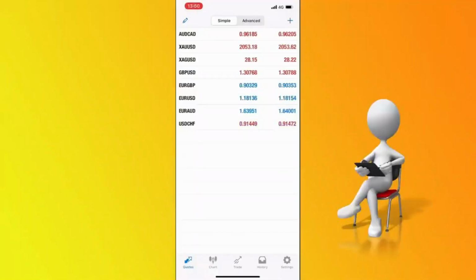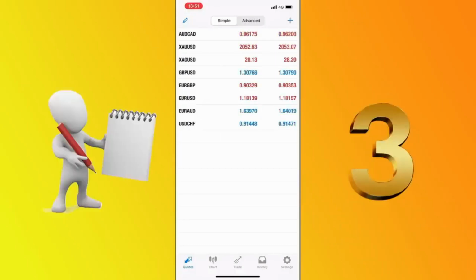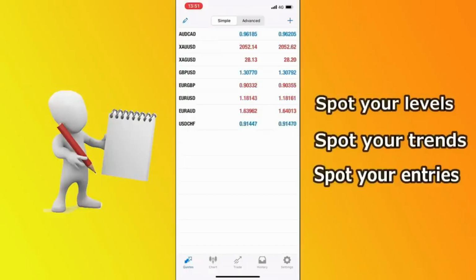Hi there everyone, this is FASTBULL. So in this video, guys, we're going to help you learn how to approach each trading instrument. You're going to see that in order for you to be profitable, you need to be able to read the charts. So you're going to only need 3 trading tools. You're going to need to spot your levels, spot your trends, and you're going to need to spot your entries. You're going to be using these 3 tools again and again in order to progress on your trading strategies.